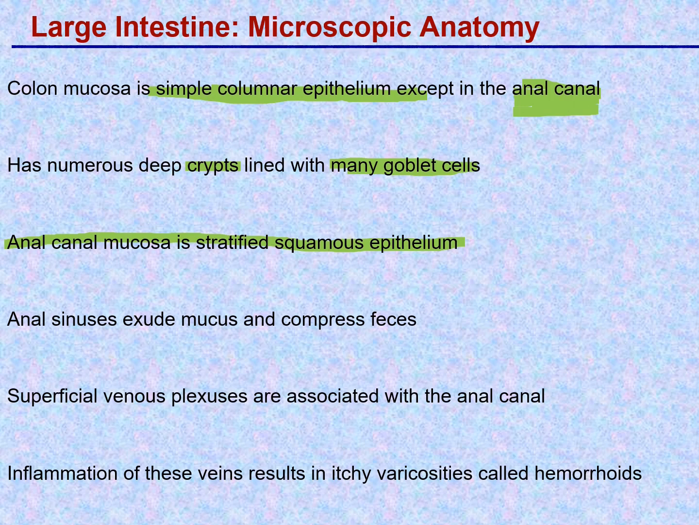There are sinuses or spaces which exude mucus and help compress the feces in the anal canal. There are also large networks of vasculature, venous vasculature, associated with the anal canal, and sometimes these can become stretched out and inflamed, at which point they're called hemorrhoids.